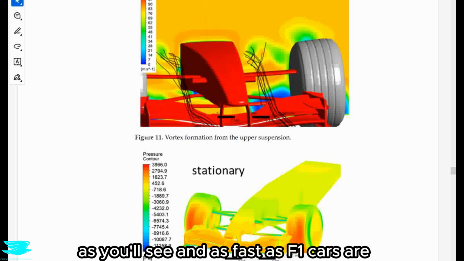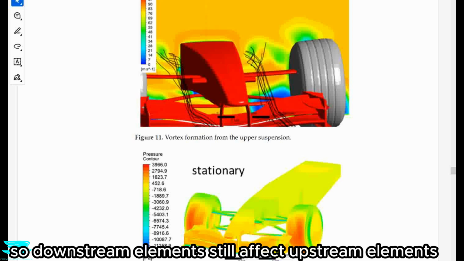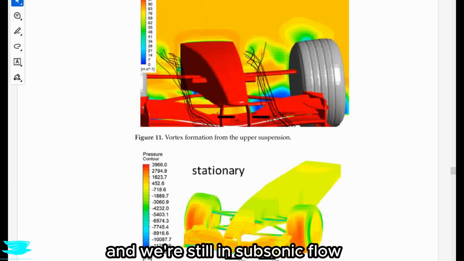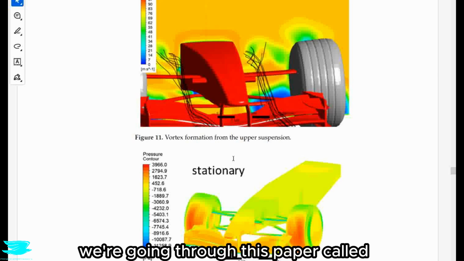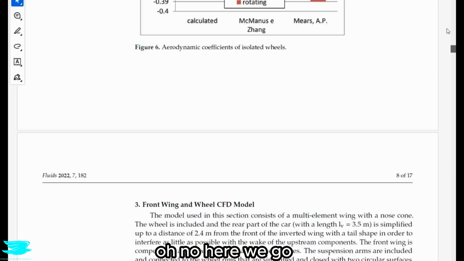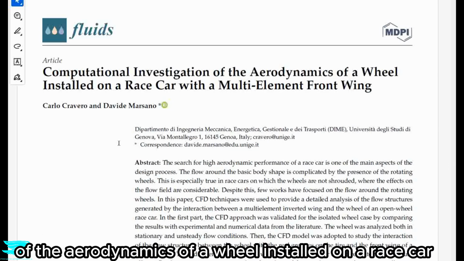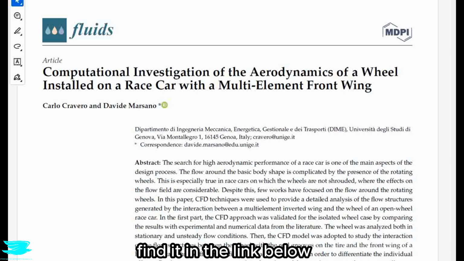And as fast as F1 cars are, they aren't supersonic yet. So downstream elements still affect upstream elements, and we're still in subsonic flow as well, incompressible. So to look at all these aspects, we're going through this paper called Computational Investigation of the Aerodynamics of a Wheel Installed on a Race Car with a Multi-Element Front Wing. So this is open access, and you can find the link below.